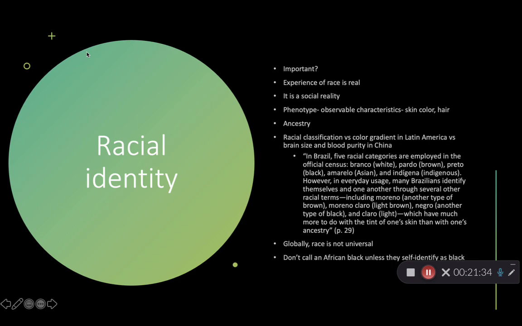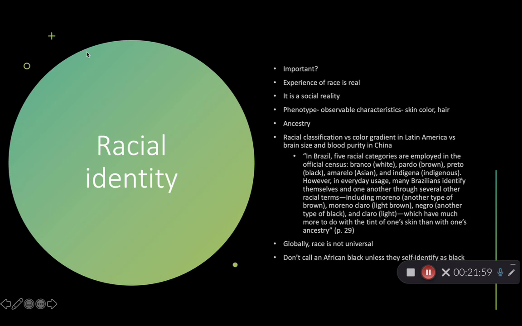Okay? Your book talks about races being part phenotype, observable characteristics like skin color and hair, but also ancestry such as country of origin. Racial classifications are not universal. In America, we have white, black, Asian, Native American, and other. In Brazil, they have blanco, pardo, preto, amarelo, indigenia. I had to put these in here because I can't even remember all the different races.